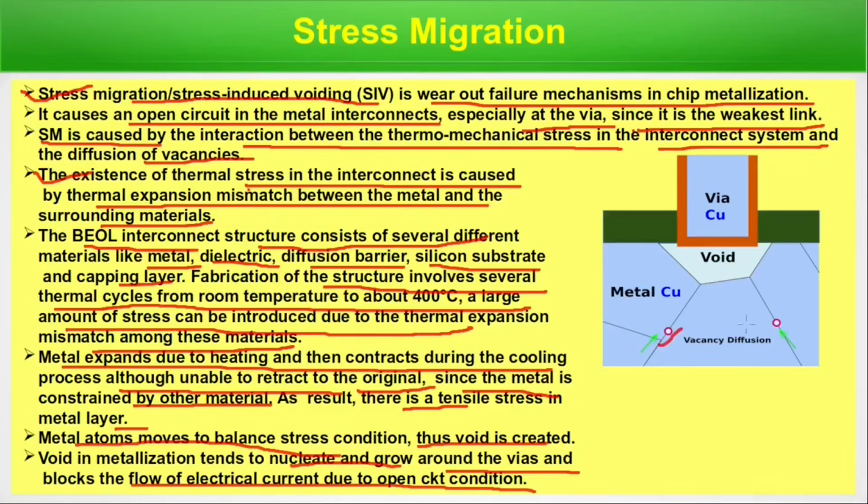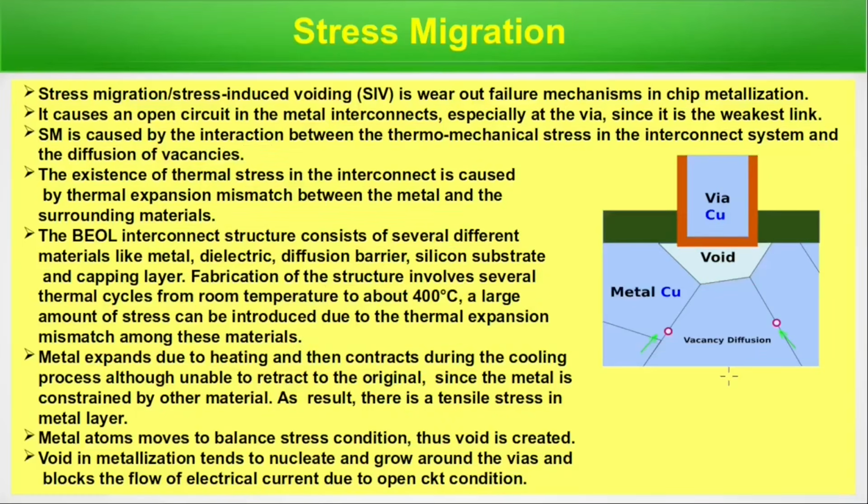Void diffusion is shown here. The void is moving here, and as voids continuously nucleate, they create a bigger void. Void creation just below the via means current cannot flow here. This is a void area. There is disconnection, that is an open circuit. So it's creating an open circuit condition and current will not flow. If current is not flowing from there, the circuit is not working in a proper way, and it leads to failure. Now this is stress migration. We are done with this slide. We will move to the next slide.